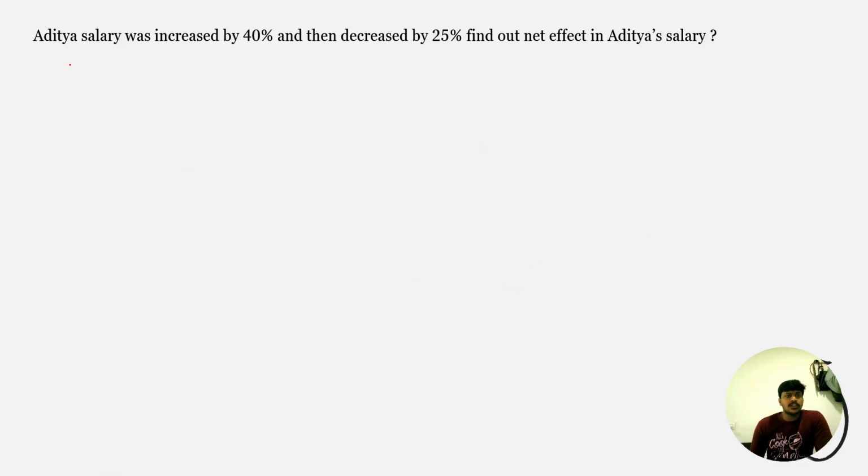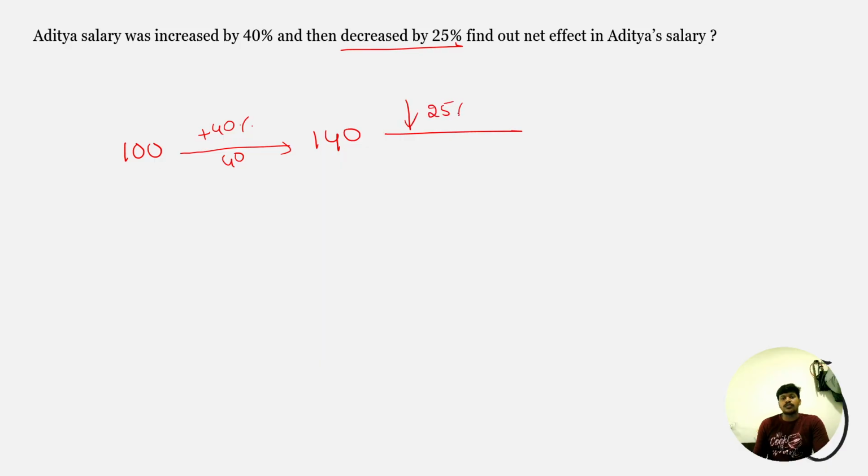See here. Aditya's salary was increased by 40%, then decreased by 25%. Now you need to find out what is the net effect on Aditya's salary. For example, let us assume Aditya's salary equals 100 rupees, for our convenience. Now we are going to increase the salary by 40%. What is 40% of 100? Just 40. So we increase Aditya's salary by 40, and now the present salary is 140. Then they decrease it by 25. Now let's find out what is 25 percent of 140.